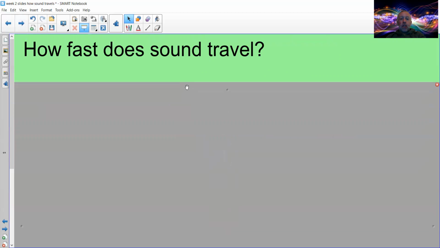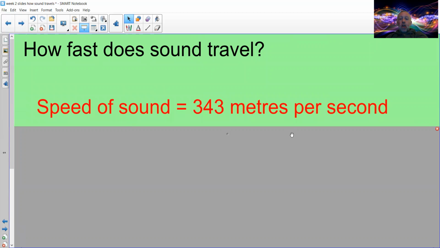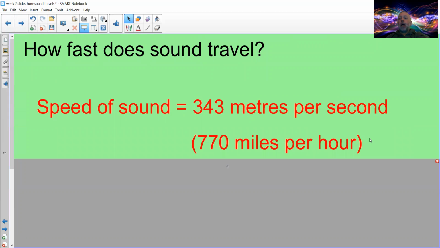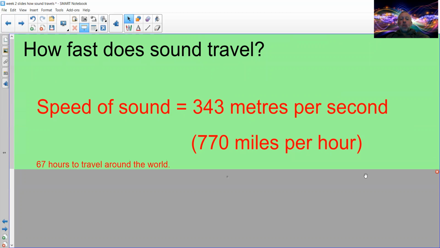So let's have a look at this. How fast does sound travel? Well, it does travel pretty quickly. It travels at 343 meters per second. So every second it travels 343 meters, which sounds pretty quick, doesn't it? And that's 770 miles per hour. So faster than any car that we've got, faster than trains, but it's nowhere near as quick as light.